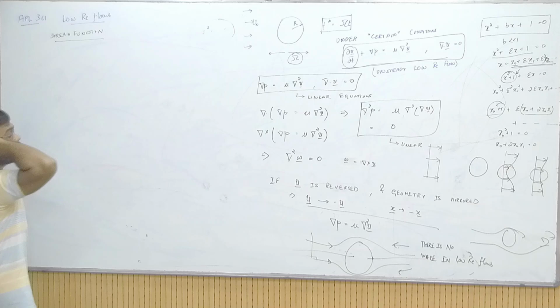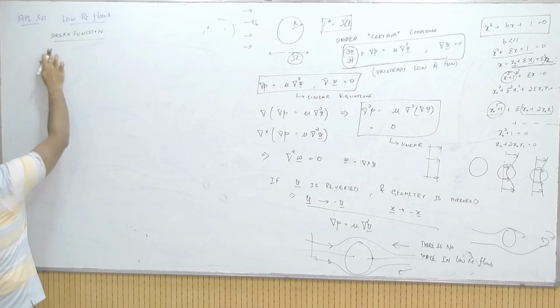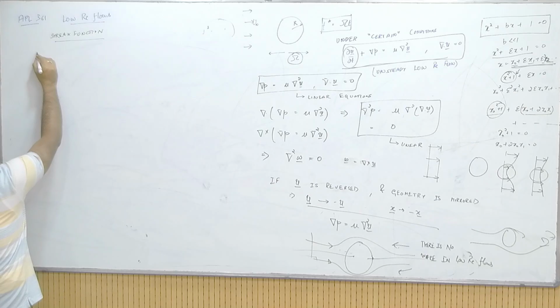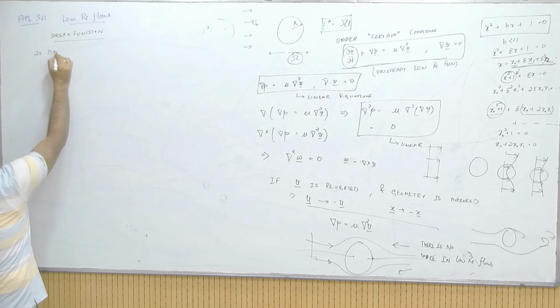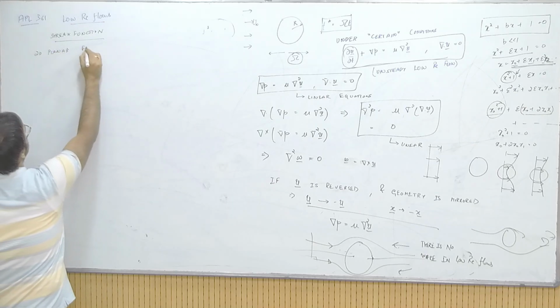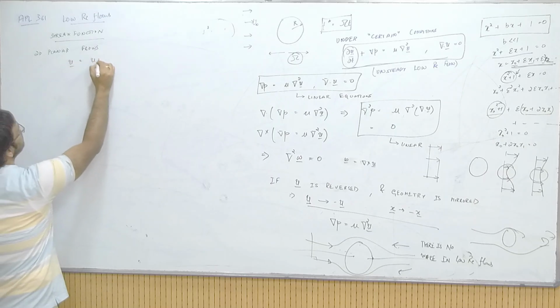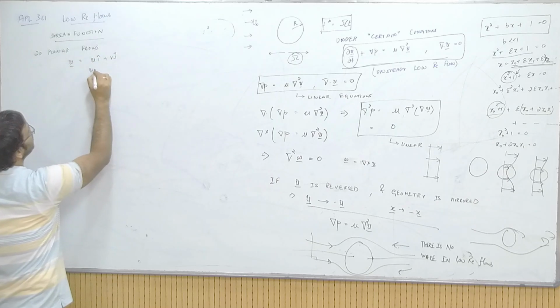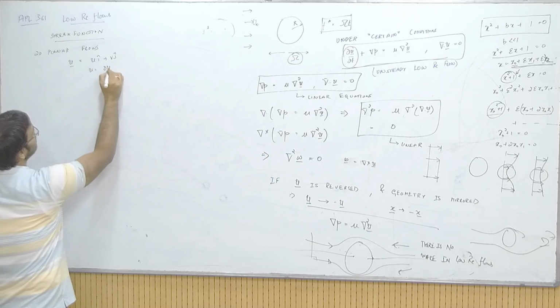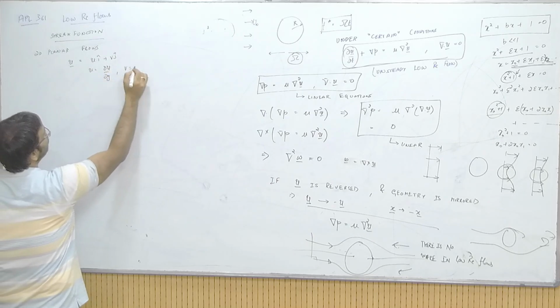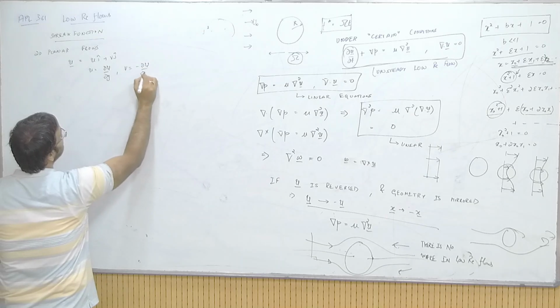Have you looked at stream function earlier? Stream function has been covered in APL 106 or the introductory fluid mechanics courses. So, let us say in Cartesian 2D planar flows, you have velocity as u i cap plus v j cap, and then you define u such that it is del psi by del y, and you define v as minus del psi by del x.